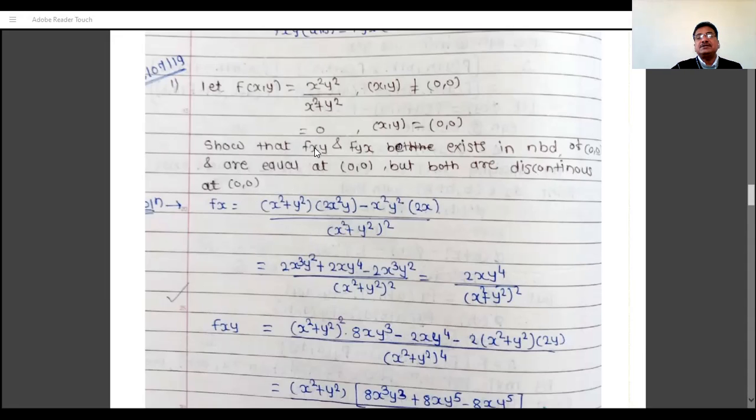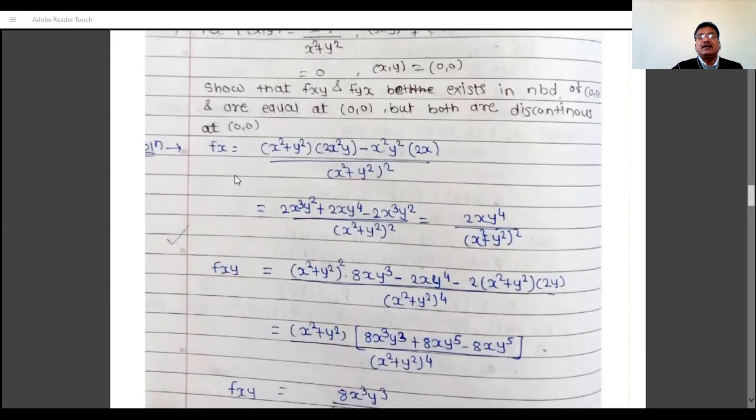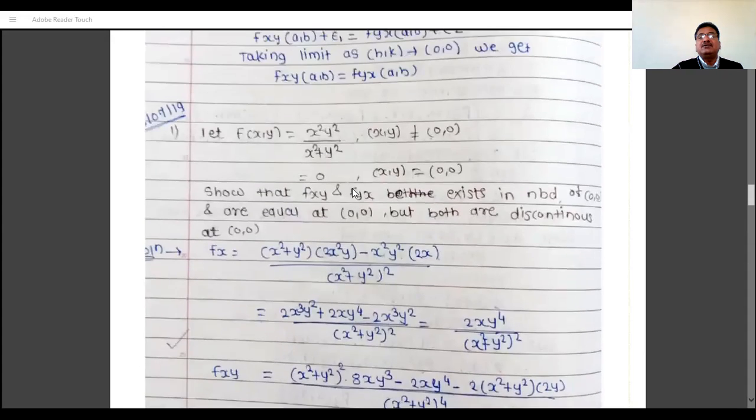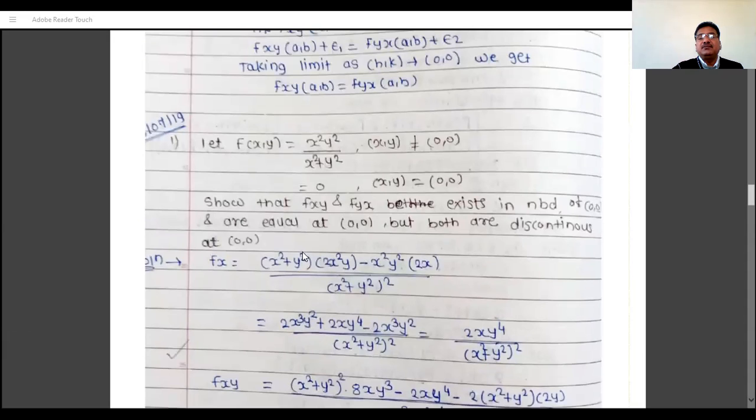Now we have to find first fxy and fyx at 0, 0. So fx, the function is this. We can find the fx by using the u by v rule. So this is the u by v rule, and the derivative with respect to x means y is constant. So the derivative of u, x square y square: y square is constant, and the derivative of x square is 2x, right? 2x y square. Here is 2x y square.